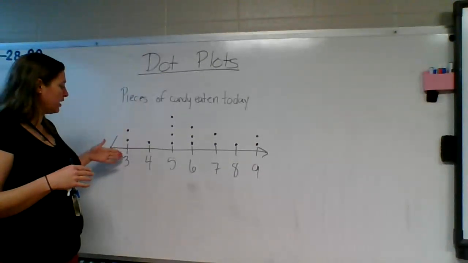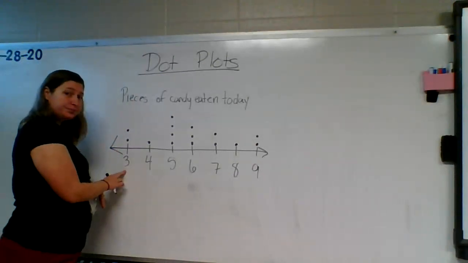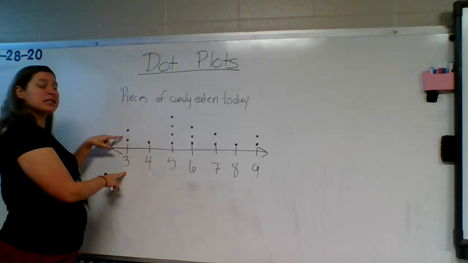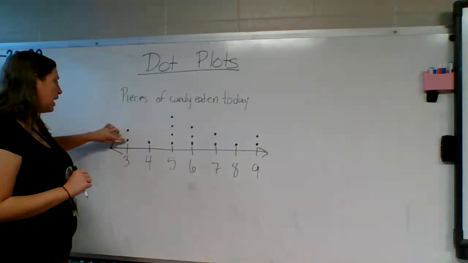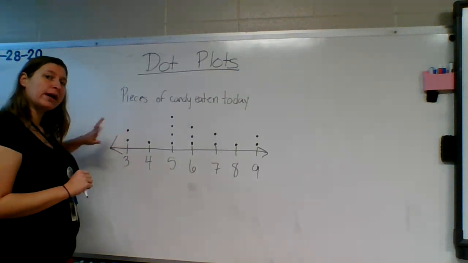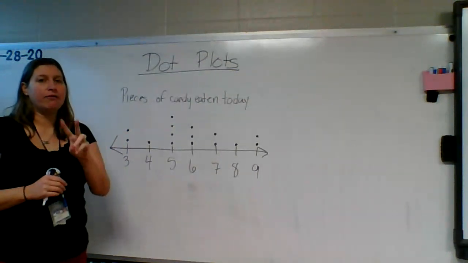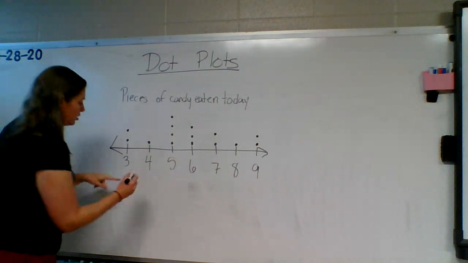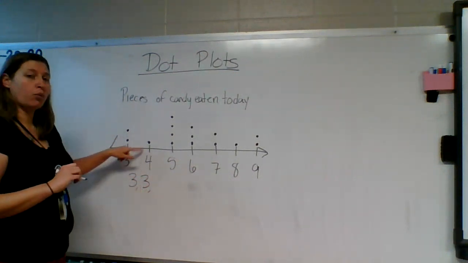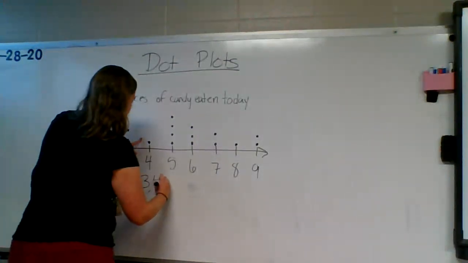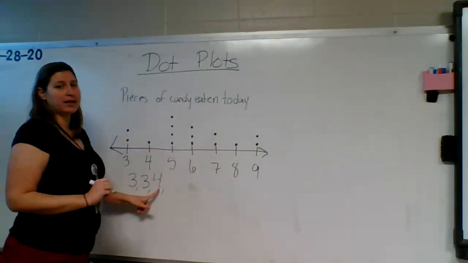So let's look at our dot plot and gather our data. We're going to start over here. We have the number 3. Every dot over the number 3 is one number. So I have 2 dots over the 3. So in my data set, I have 2 3s. So I should have 3, 3. I have 1 dot over 4. So I'm going to have 1 4 in my data set.